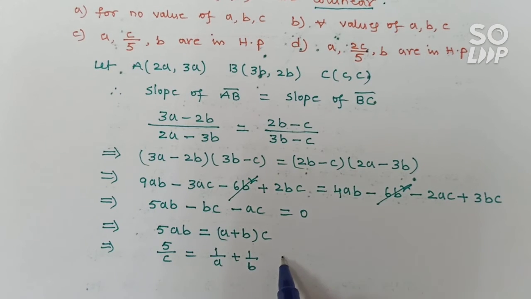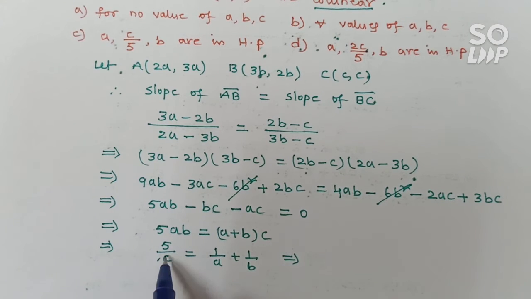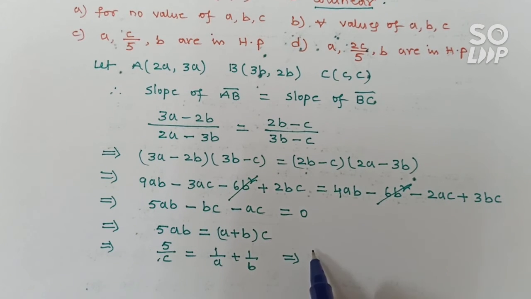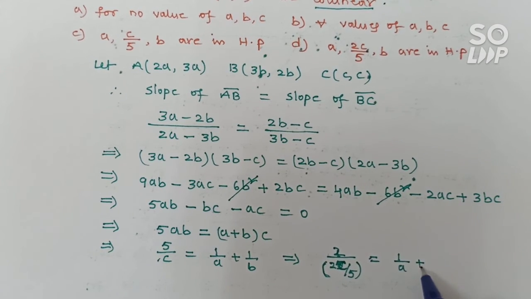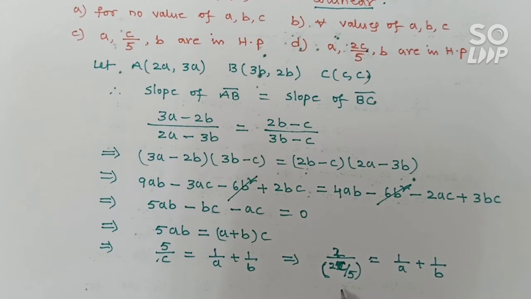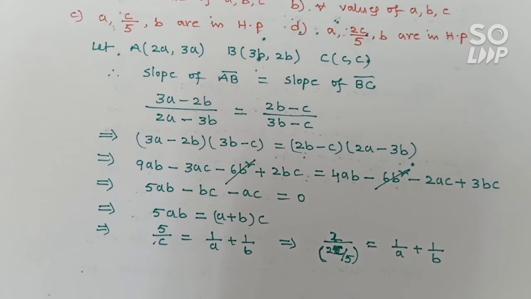Here we can write c by 5, and multiplying the numerator and denominator by 2, we get 2c by 5 is equal to 1 by a plus 1 by b. So this is clearly a harmonic progression.